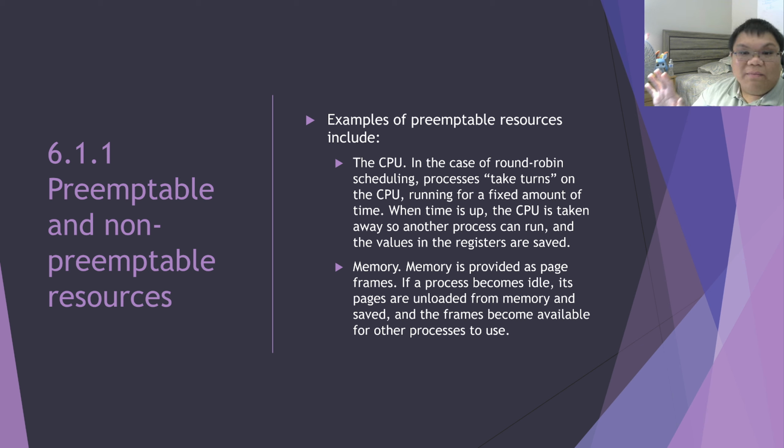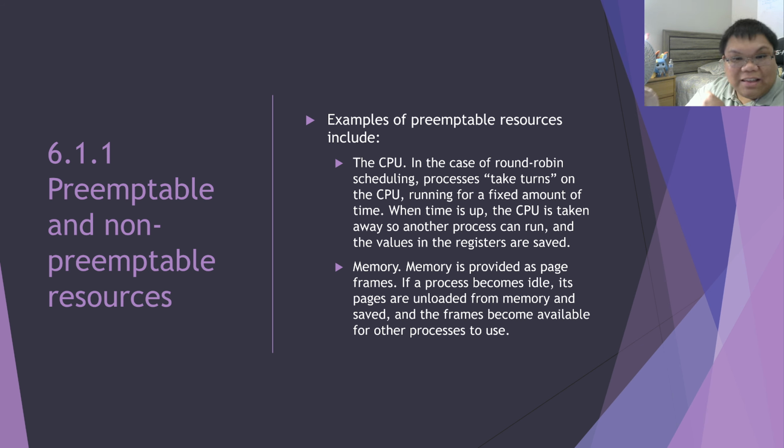We've actually seen a few preemptible resources. The CPU is a preemptible resource. If you think of the CPU as a resource, processes take turns to use the CPU, especially if they're doing it round robin. The one thing that we talked about with a process is this: if we need to stop a process at any time, we save the values that are stored in the registers into what's called a process control block. The process stops running and we allow another process to run.